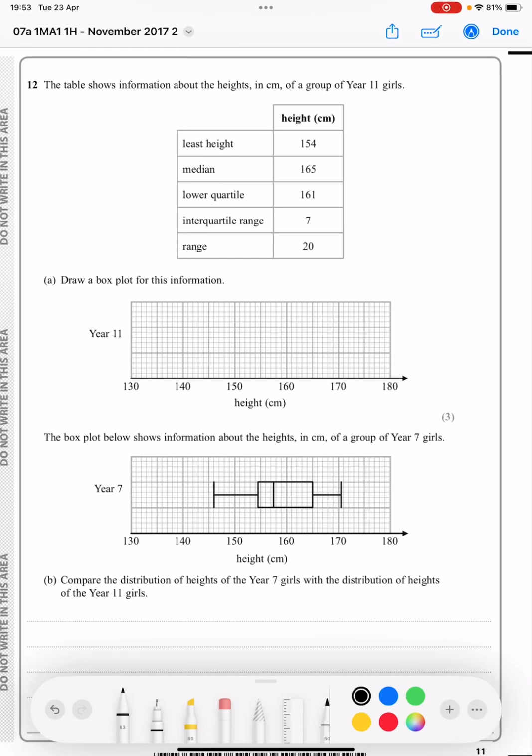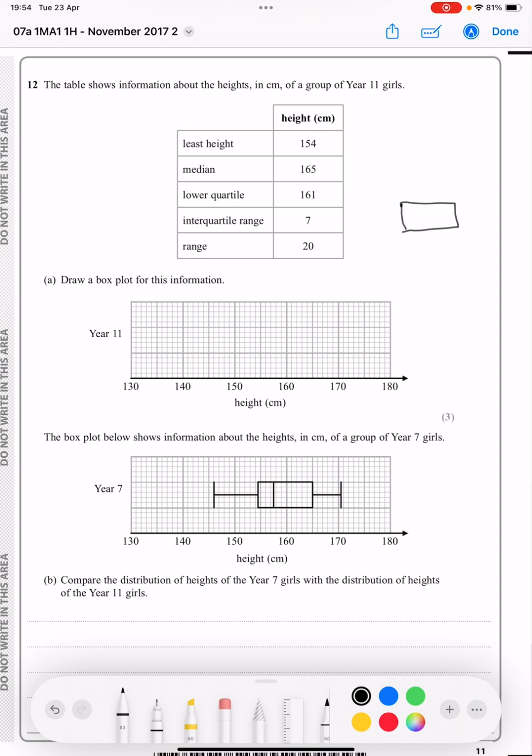Okay, what we got here looks like a box plot question. Nice. The table shows information about the heights in centimetres of a group of year 11 girls. I've got the least height, the median height, the lower quartile, the interquartile range, the range. Right, so I haven't got the upper quartile.